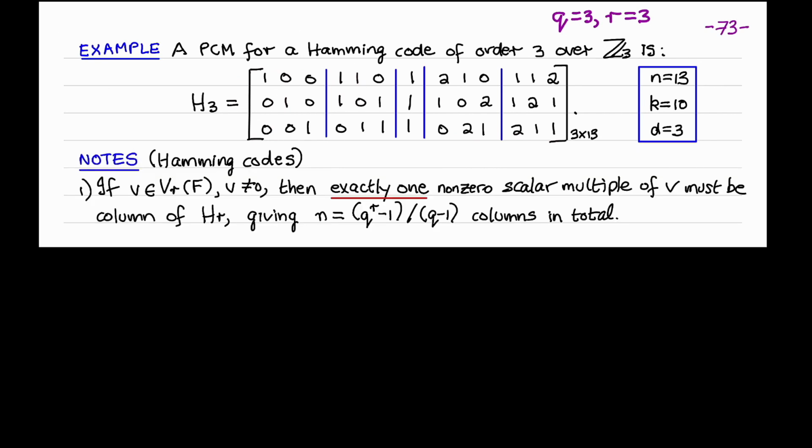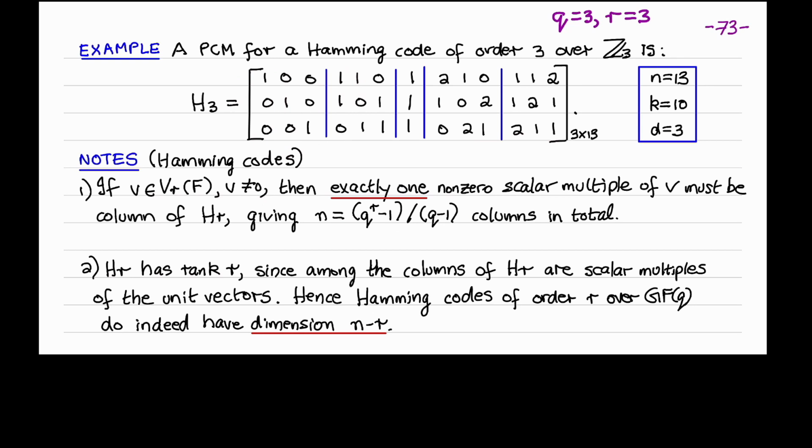I'll next make some notes about general Hamming codes. As I mentioned earlier, for every non-zero vector v of length r over G of q, exactly one non-zero scalar multiple of v must be a column of a PCM for the Hamming code of order r over G of q. This is because there are (q^r - 1)/(q - 1) columns in H_r. And that's also the number of non-zero vectors of length r over G of q, up to multiplication by a non-zero scalar.